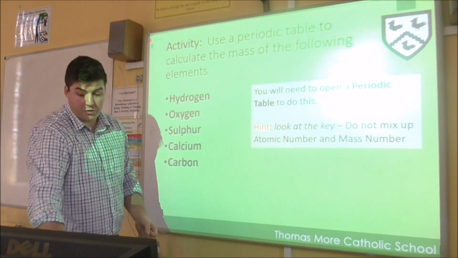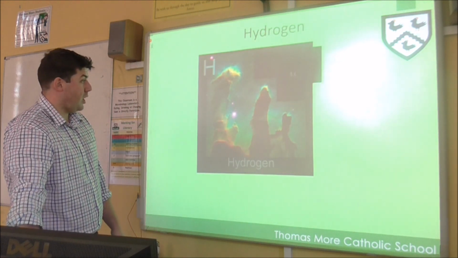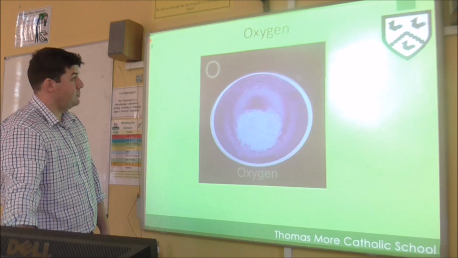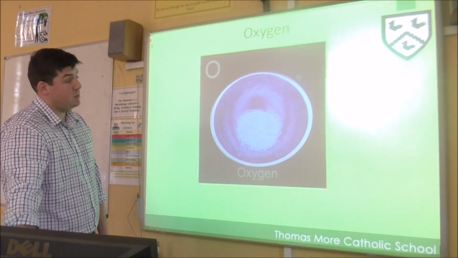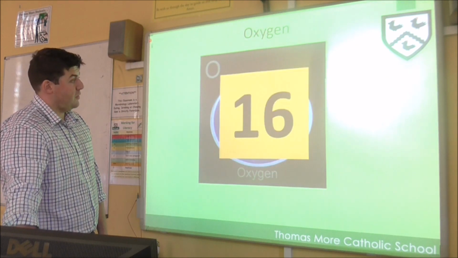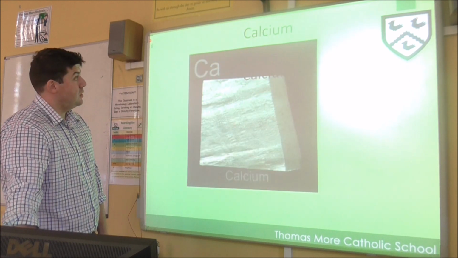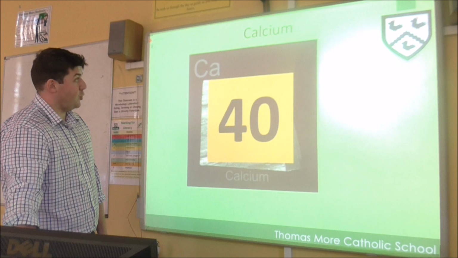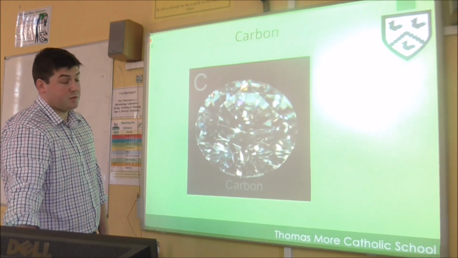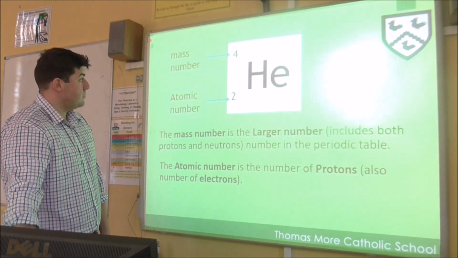What you should have got are the following answers. Hydrogen has a mass of 1. Oxygen has a mass of 16. Sulfur, 32. Calcium, 40. Carbon has a mass of 12.